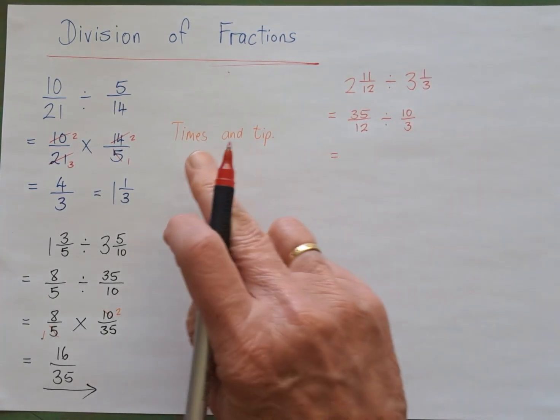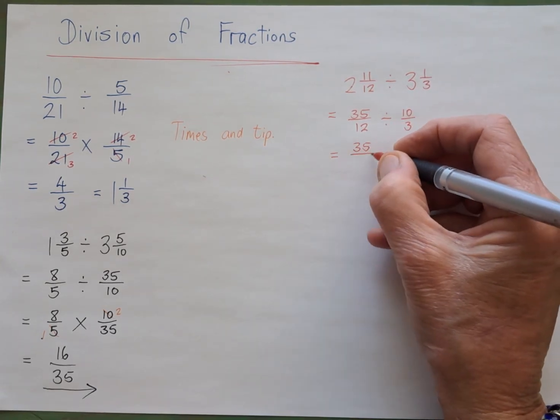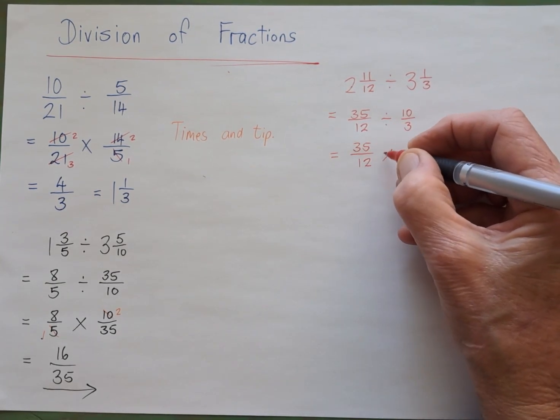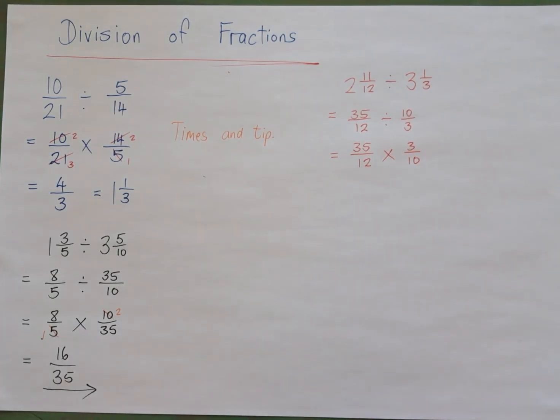Okay, now I'm going to do times and tip. Leave the first fraction exactly as it is. Change the division into times and tip the second one.